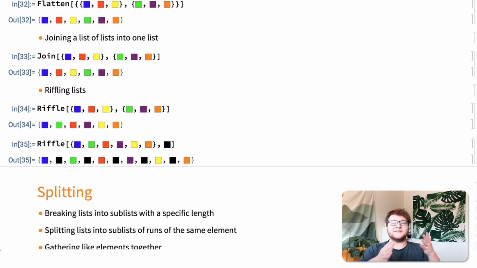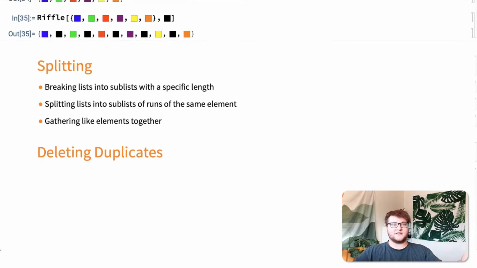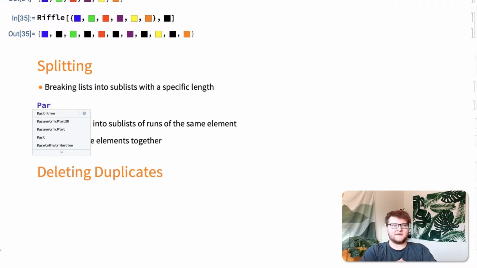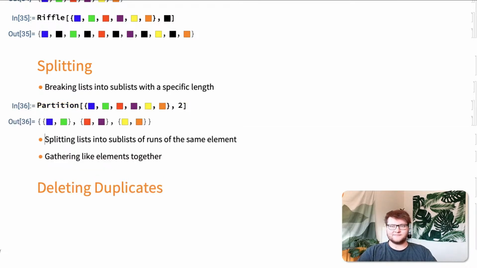Now let's work on splitting lists into different smaller lists. One of the easiest functions we can use is partition, which breaks a list into smaller lists with a specific length. So if I have my list here and I say I'd like you to partition it into lists of length 2, then we can get 3 lists of length 2.